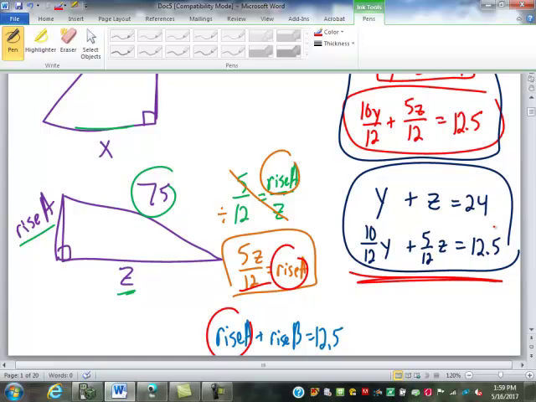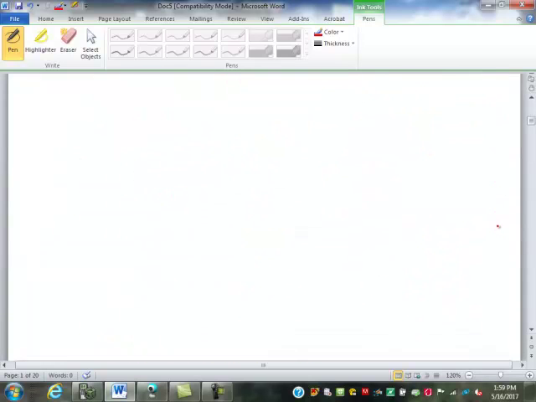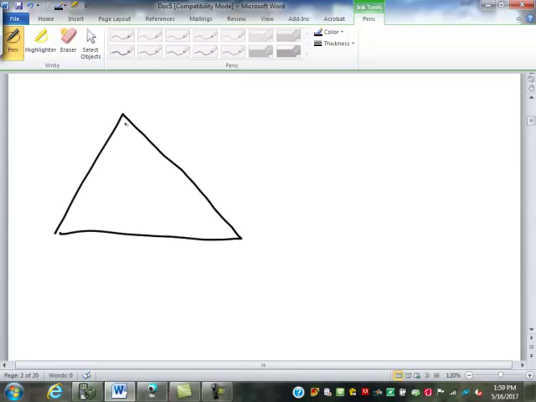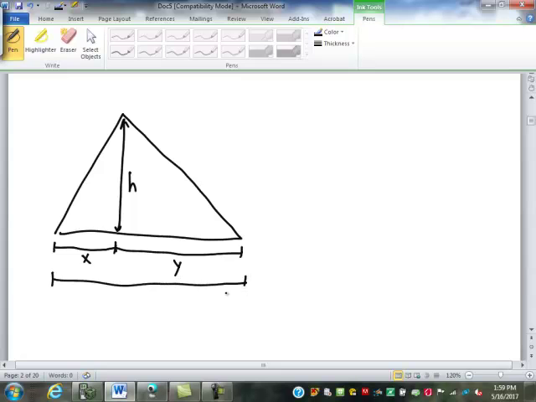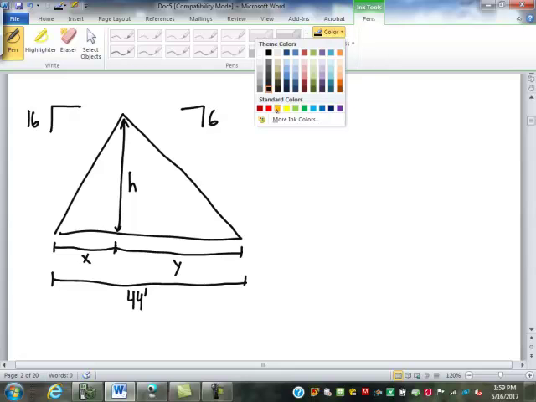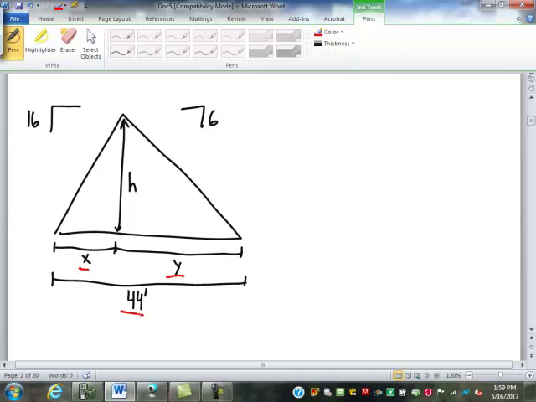For number 2, or actually for 3-4 I should say, that was 1-2. For 3-4, a slightly simpler application, but still a little intense. So we have a total slope or span here of 44 feet. There's a 16-12 slope here and a 6-12 slope over here. First thing we run into is x plus y has to add up to the 44.